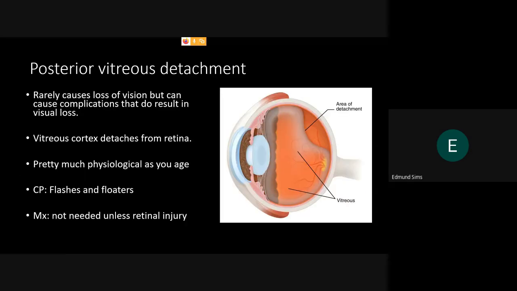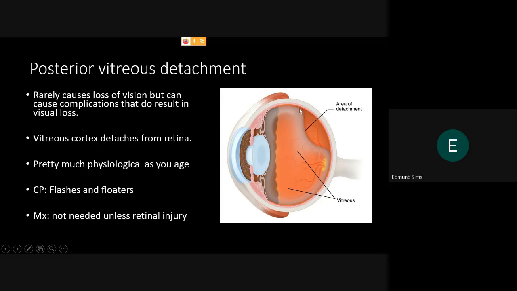Okay, posterior vitreous detachment. This rarely causes loss of vision, but can cause complications that do result in visual loss. So the vitreous humor, we've talked about. The outermost layer of the vitreous humor is called the vitreous cortex, and it's a sort of thicker part of the vitreous, and it adheres to the retina. So it's most strongly adhered in the anterior part, so here and here.